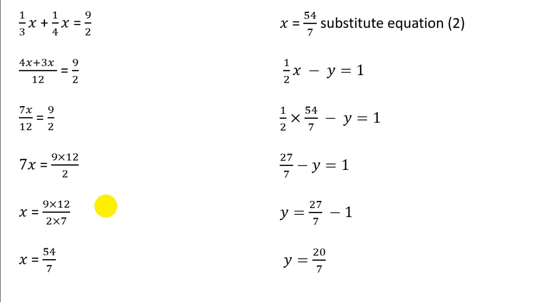With my next video I'm going to discuss a couple of examples related to these fractional coefficients.